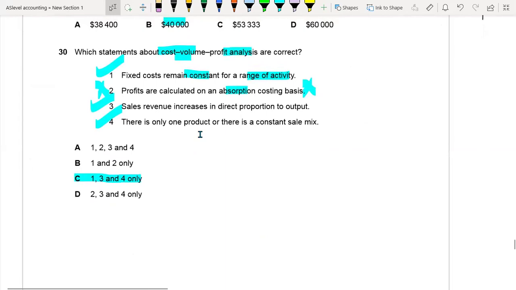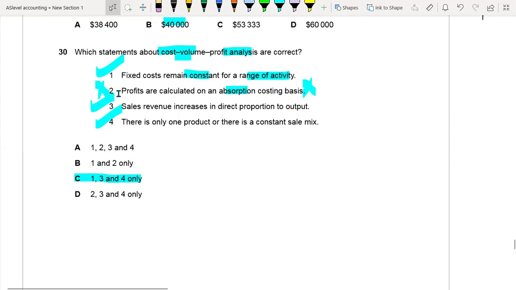Okay, so we have question number 31. Which statement about the CVP, the cost volume profit analysis, is correct? Just remember what the CVP analysis is and how it was used to construct. First option is that fixed cost remains constant for a range of activity. So yes, this is right. If you remember the cost volume profit analysis, fixed cost remains the same whether the range of activity is increasing or decreasing.